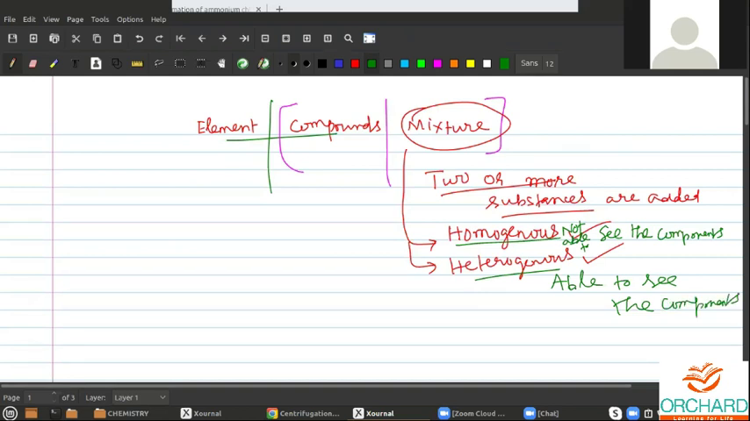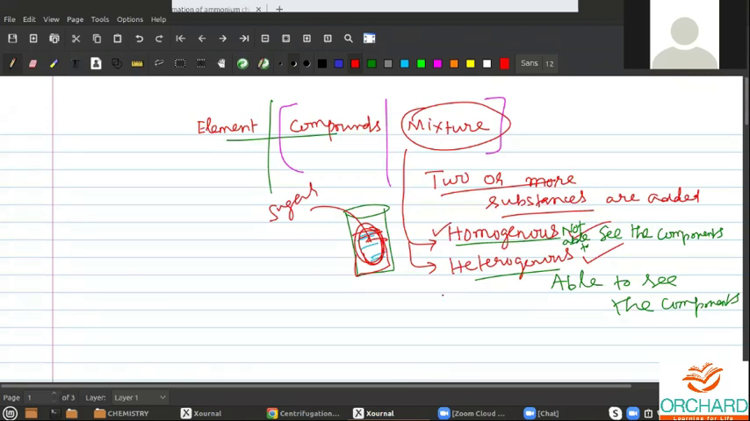Suppose what is the component? Suppose if you have a cup of water, you add some amount of sugar. Then you just mix it. You will be having some sugar solution. Will you be able to see the sugar particles? No. Therefore, it is a homogeneous mixture.